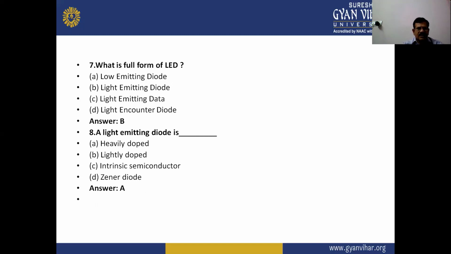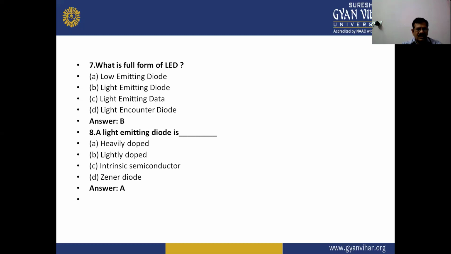Question number 7. What is the full form of LED? Option A, low emitting diode. This is a very important question. Option B, light emitting diode. Option C, light emitting data. And option D, light encounter diode. So here the correct option is B, light emitting diode or LED. So the full form of LED is light emitting diode.